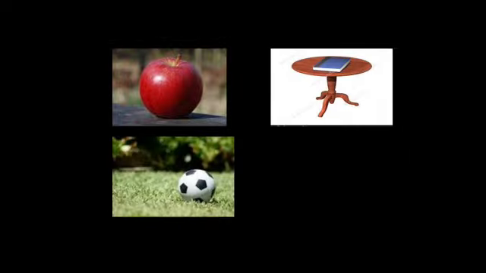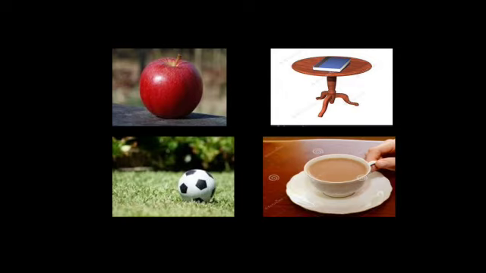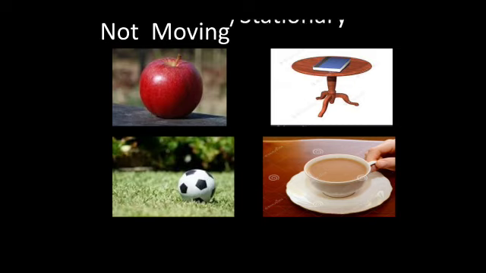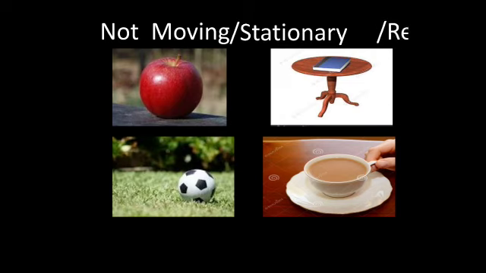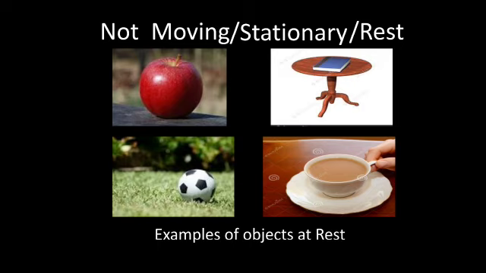See a few more pictures. See, there is an apple lying. Then there is a book lying on the table. Here is a football on the ground. A cup of tea on the table. What can you say? Are these objects moving? No, they are not moving. We can say they are stationary, or we can say they are at rest. So these are the objects at rest. These are examples of objects which are at rest. But are they really at rest? To answer this, let us see a few more scenarios, a few more pictures, so that we can understand it in a better way.